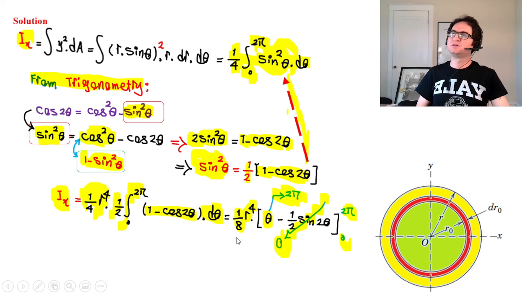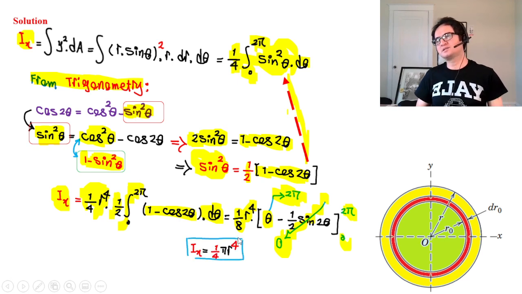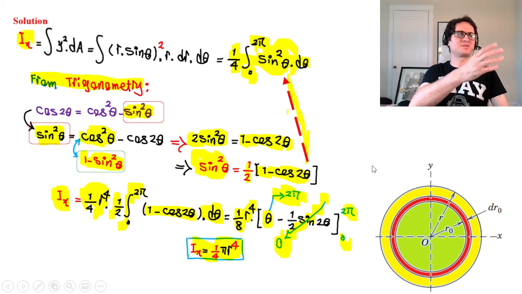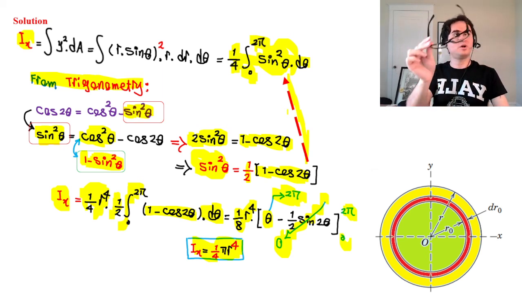So that just gives you Ix equal to a quarter of pi r to the power of 4, which we already got as the answer from the polar moment of inertia, and we just did it with a more comprehensive approach from the integration formula. Thank you.